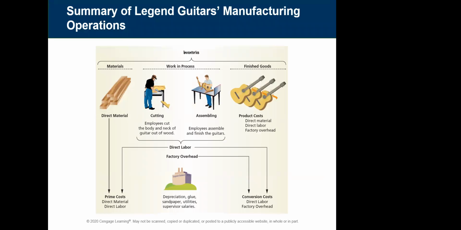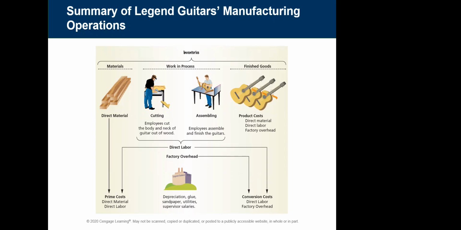All right, so this was the company we talked about in the last chapter, Legend Guitars. And we know that they have 3 different types of inventory accounts. A materials inventory account, which some companies call raw materials, stuff that they're going to use to build their product. Work in process inventory accounts, those are things that are being built. And then finally, finished goods inventory account, which are things that are built and now ready to be shipped out to the customers.